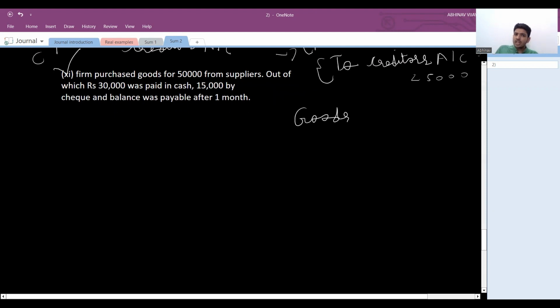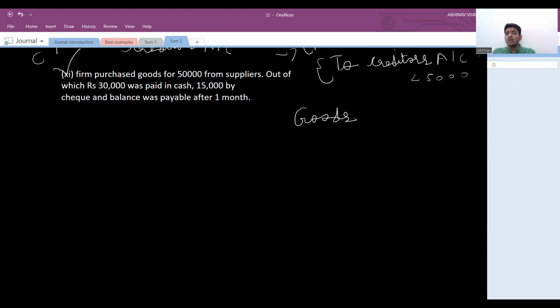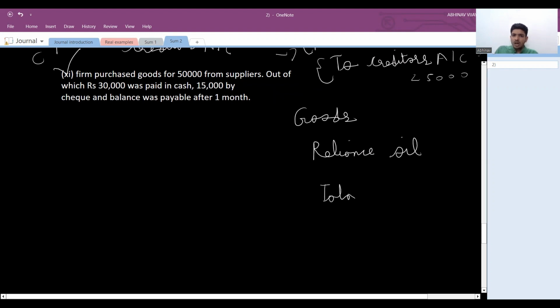What does goods actually mean? Well, I've covered this entire concept in basic accounting terms. Go through it after this chapter is over, after this lecture is over. But for now, to solve this question, I'm going to give you this. What does goods actually mean? We'll take three cases. Reliance Oil, Tata Steel, ABC Stationery.